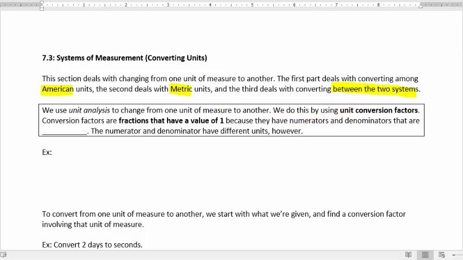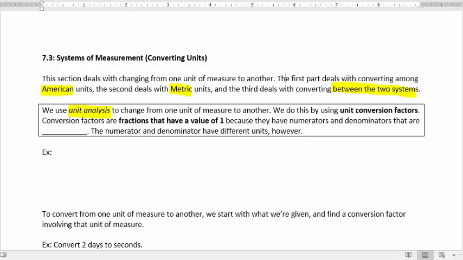All right. So the third one, as we'll see later, is going to result in inexact solutions, whereas the first two will give you exact solutions. Okay, so we use what is called unit analysis to change from one unit of measure to another.